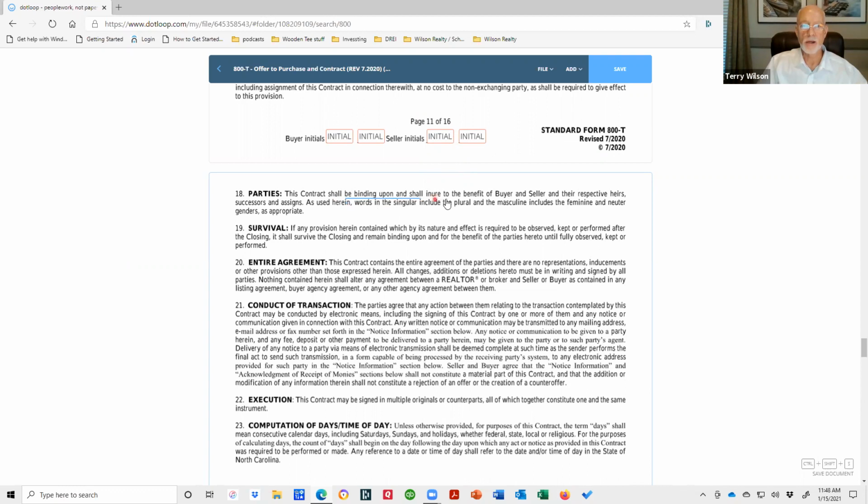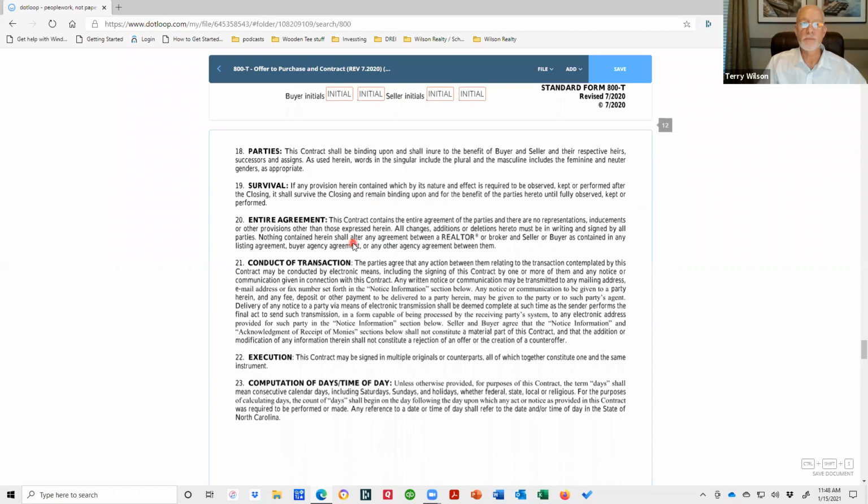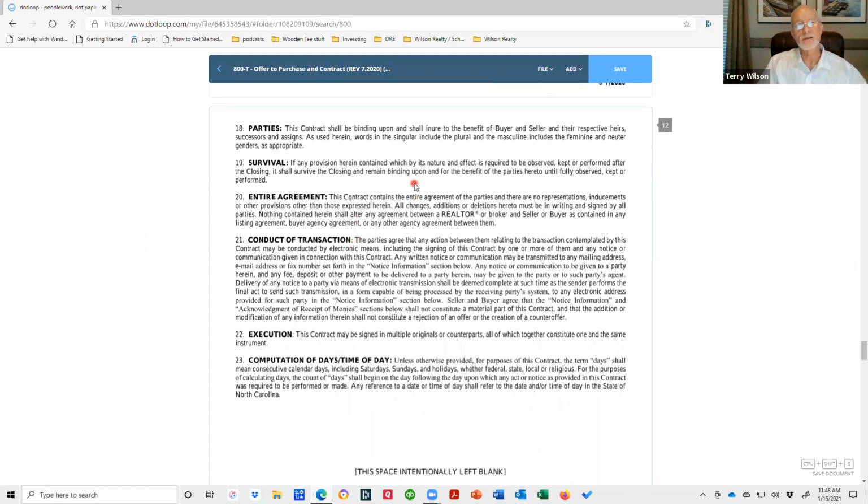This contract shall be binding upon and shall inure to the benefit of the buyer and seller and their respective heirs. So if the seller dies, the seller's heirs are obligated to the contract. If the buyer dies, the buyer's heirs are obligated to the terms of the contract. If something is not done and was supposed to have been done, but closing has occurred, and now the seller says, hey, you own the house, the deed's been recorded, I'm not going to do it. No, no, no, no. If you agreed to do something, it survives closing, you still have to do it. This is the entire agreement. There's no side bets going on.